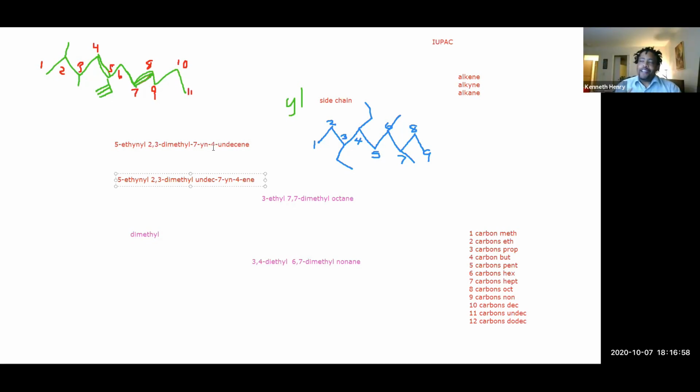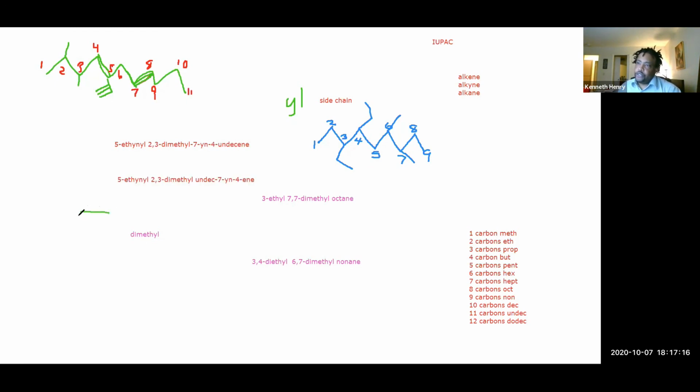Okay, so now these are just our alkenes, alkanes, and alkynes. We haven't even talked about the alcohols yet. Okay, so we're going to get there. There's one more thing that I want to talk to you guys about.